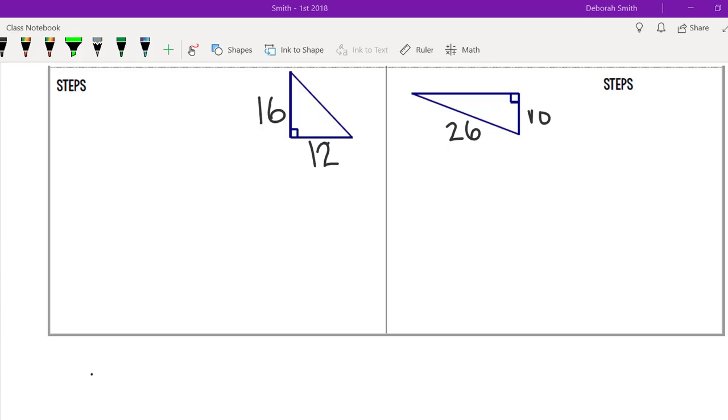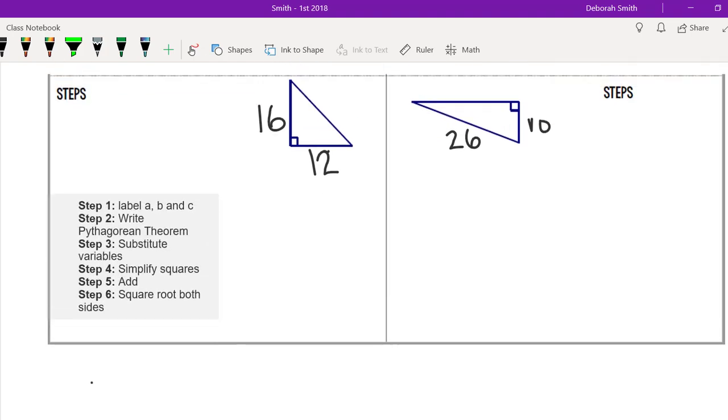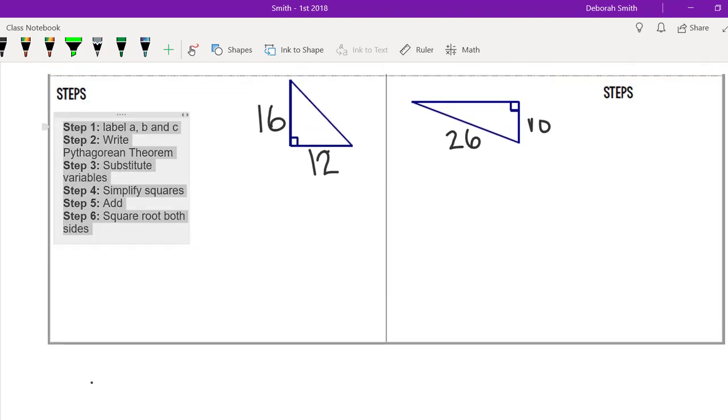Alright, so I'm going to work with you on getting this foldable copied and completed. Note right here that I've added some measurements to each of the triangles, and then what you're going to do is add these directions, these steps right here.